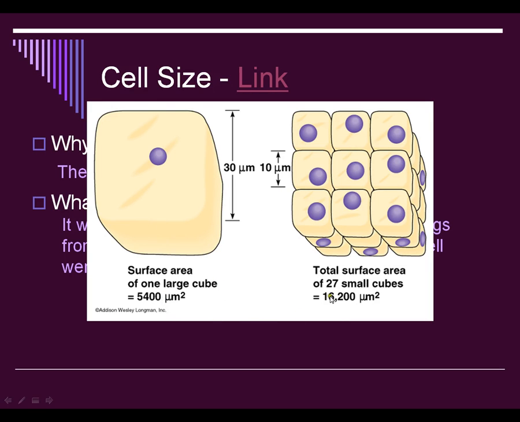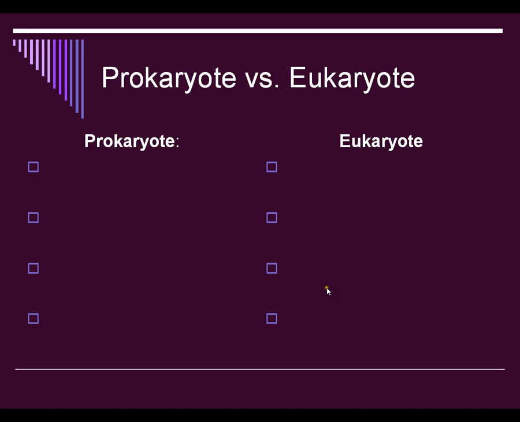And here's an illustration about surface area. You have the same general size. If you were to have one cell, the surface area is 5,400 micrometers squared. And if you divide this into 27 smaller cubes, the surface area becomes 16,200 micrometers squared. This is going to be key throughout our discussion.